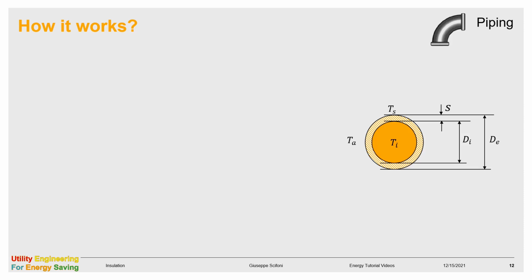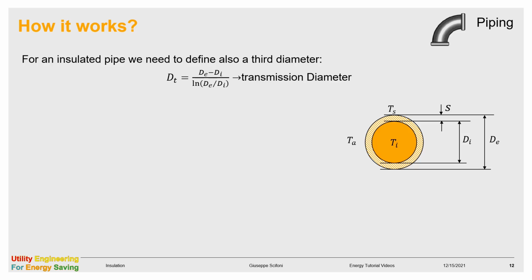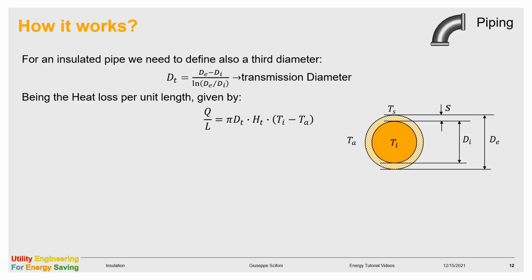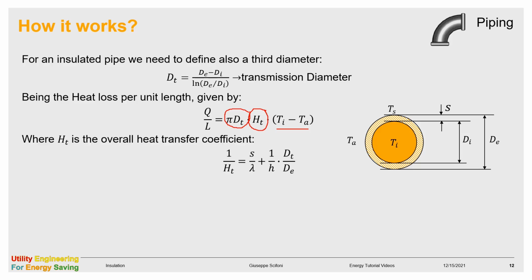Only for calculation purpose, we define a third diameter, named transmission diameter. Its value is given by this formula, being the logarithmic average of the existing two, the internal and the external. The heat loss is the product of three factors: the pipe transmission area, the heat transfer coefficient, and the delta T, that is the temperature of the inside fluid minus the temperature of the ambient. The heat transfer coefficient is given by this relation, which takes into consideration that we have both conduction and convection, but they are taking place at different diameters.